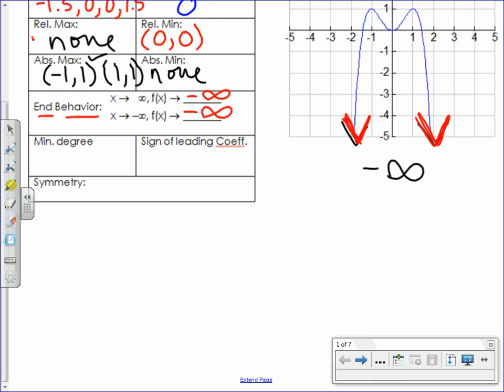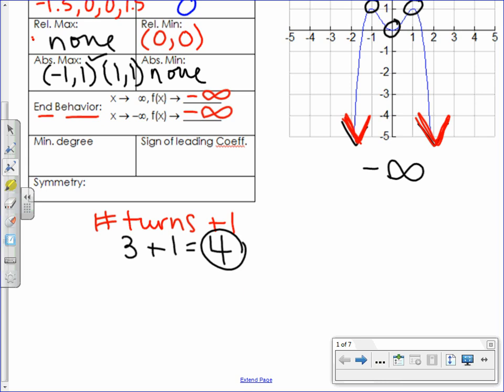If we're talking about minimum degree, then that means we need to count how many times that graph changes direction, and then we need to add 1 to it. Okay, so let's count how many times that graph changes direction. It goes up, here's a turn. It goes down, here's a turn. It goes up, here's a turn. Okay, so that means I've got 3 turns. So 3 plus 1 means my minimum degree is going to be 4.